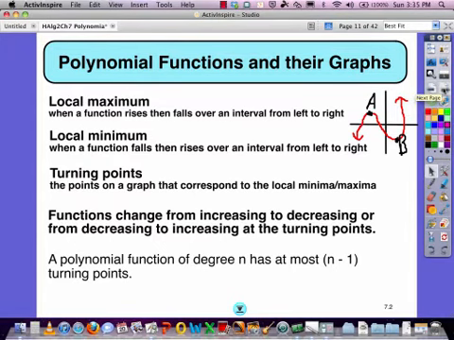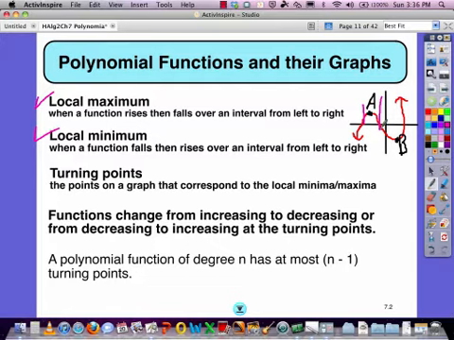In the past, we've had what we've called a minimum or maximum point. Now, as we get into larger degree polynomials, we are going to add to that what we call a local min and a local max. So take a good look here. A local maximum is when a function rises, then falls over an interval from left to right. So in here, it's rising and then starting to fall. There it's going to have a local maximum. So point A would be considered a local maximum point.